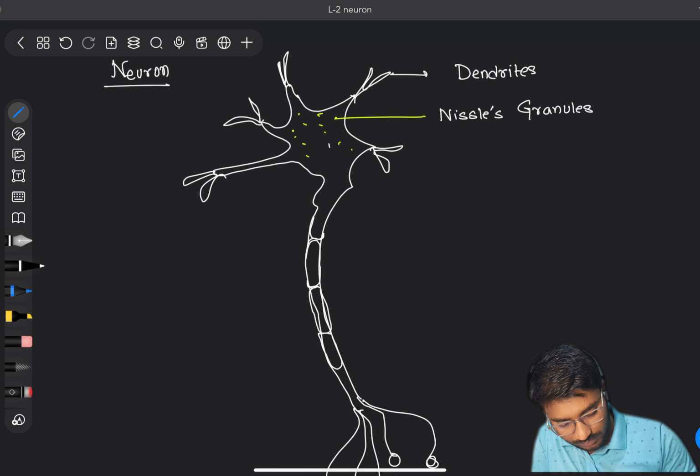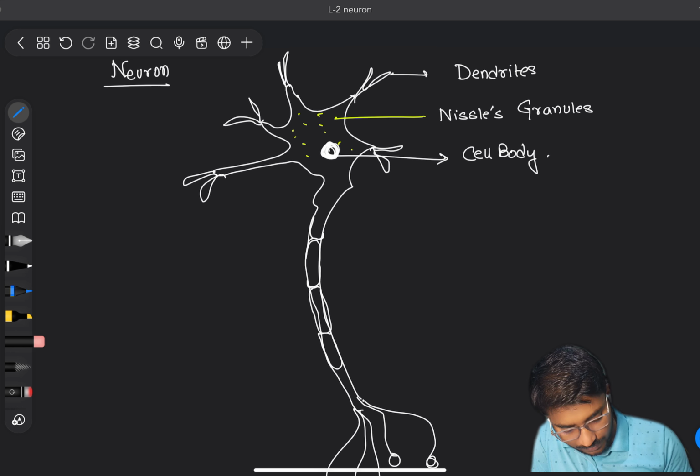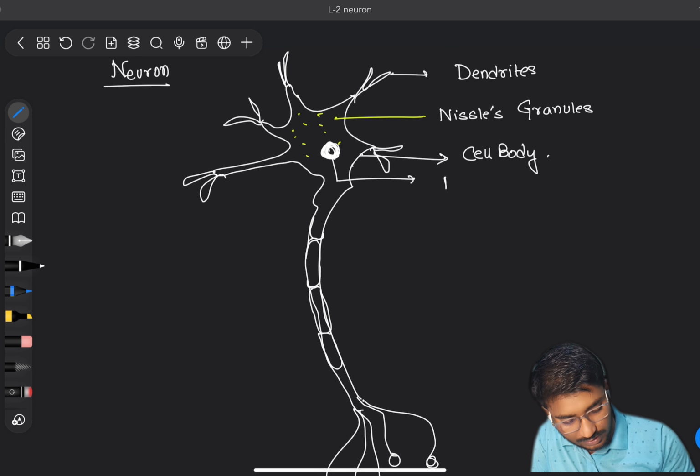This is called the cell body, and this is the nucleus.